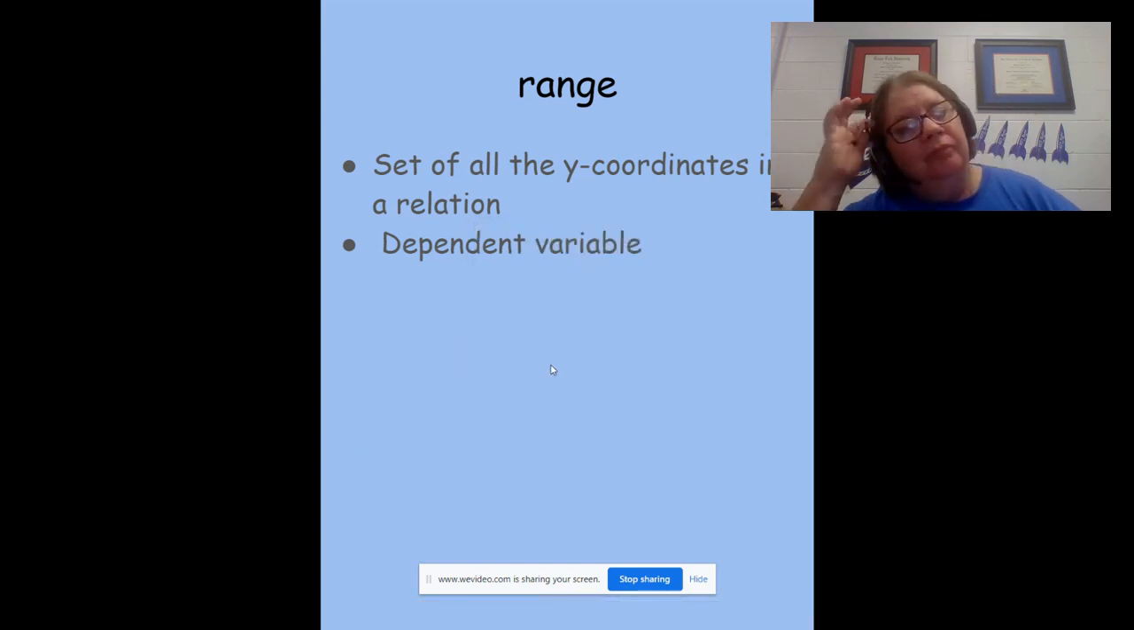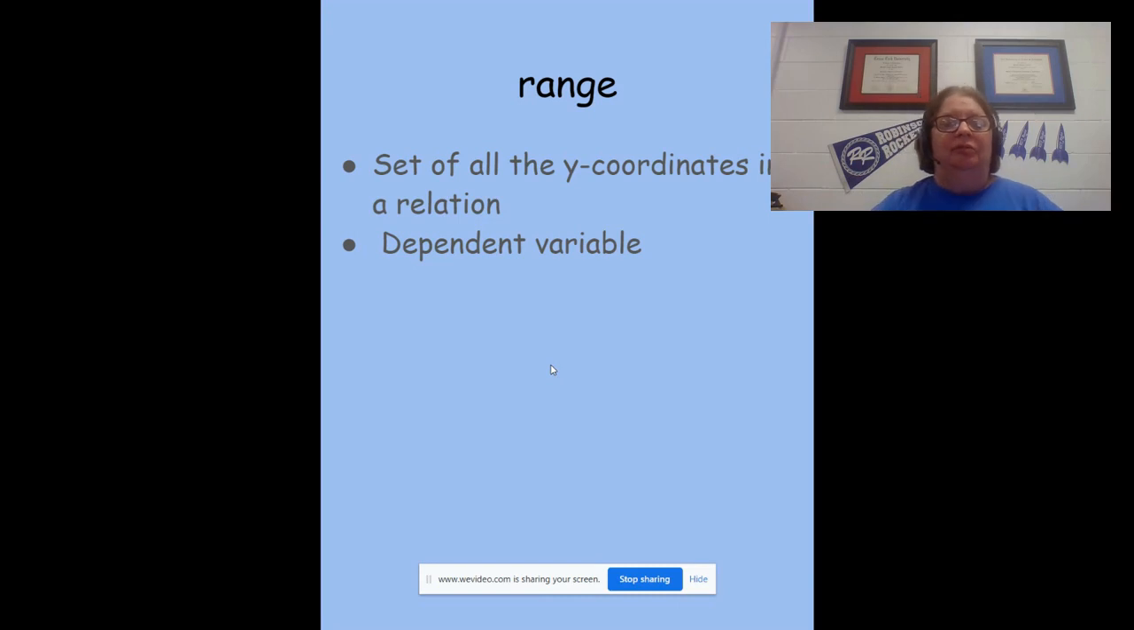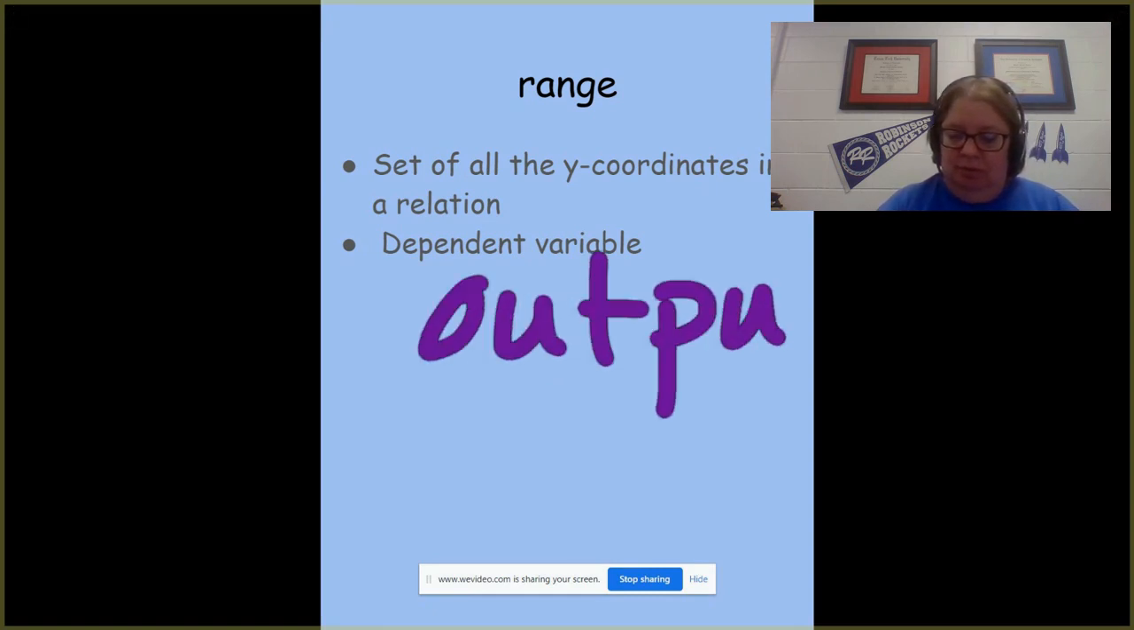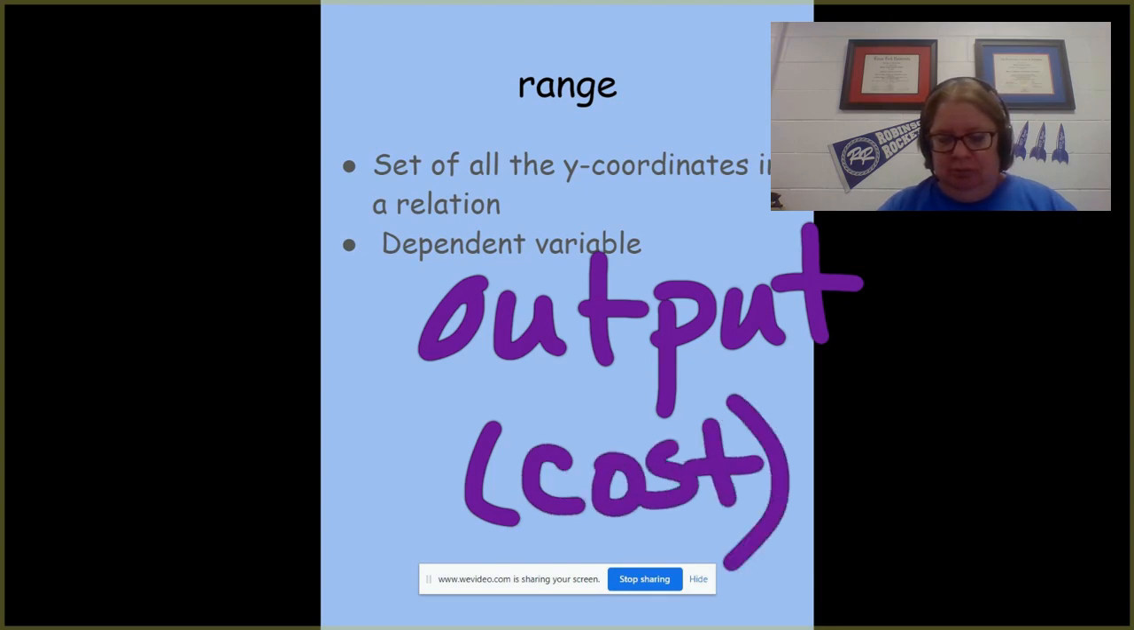The range. The range is the y coordinates in a relation. It's the dependent variable. We've talked about another word for range is the output. In our frozen yogurt video, the output was the cost. It's the dependent variable, the y values.